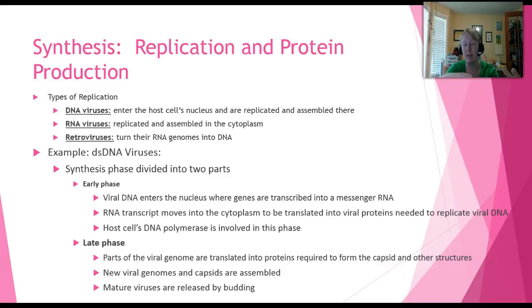And this transfers into the late phase at this point in time. So once we have new copies of the genomes and new copies of the capsids ready, they are released through budding from the cell. So that's really a brief overview. Remember, the DNA gets in, it's copied, some of it's made into RNA so it can be sent in for protein manufacturing. Some of it's copied for future viral particles. It's all brought together in late phase, and then it's released out of the cell, either through budding or through other processes.